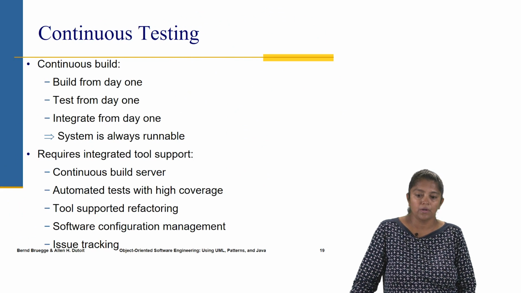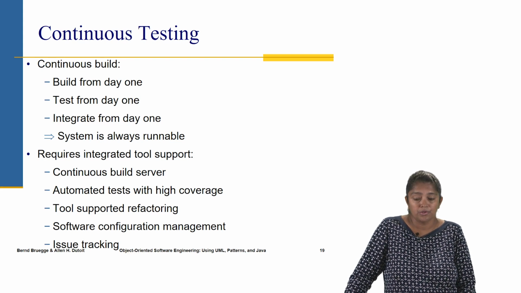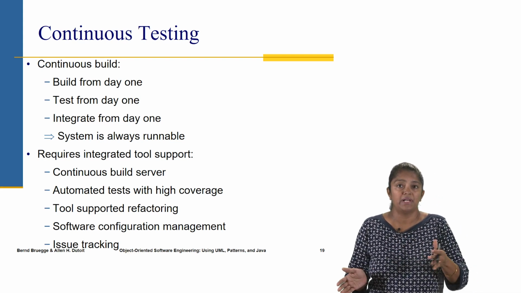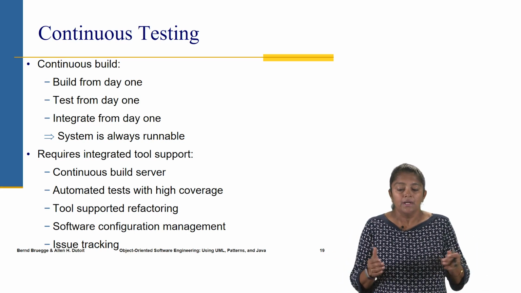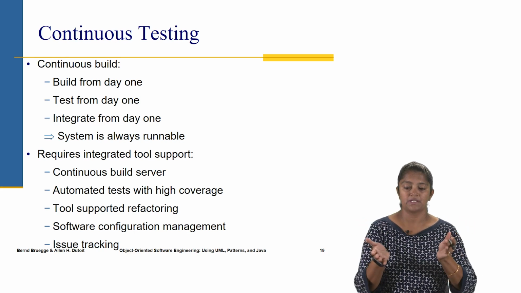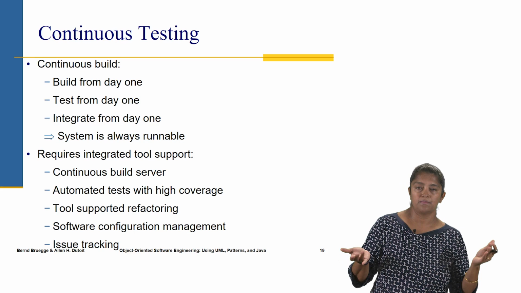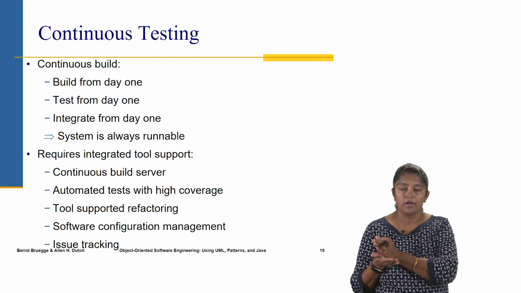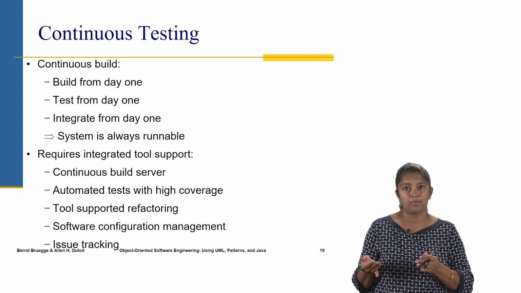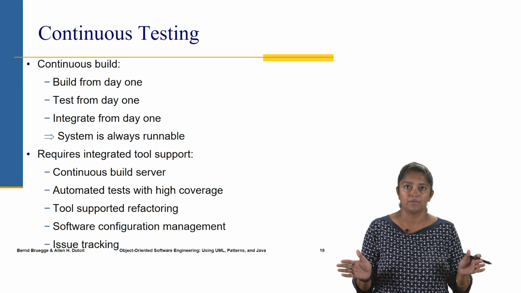The next thing that we'll look at is continuous testing. Typically these days the idea is to continuously test as we're developing and adding code. The way it's done is to have a process set up such that continuous test and build can happen. We want to be able to build from day one, test from day one, integrate from day one. What that means is that the system is always runnable from day one.